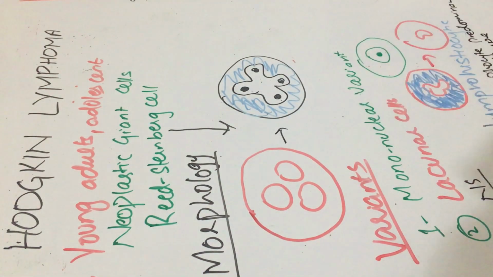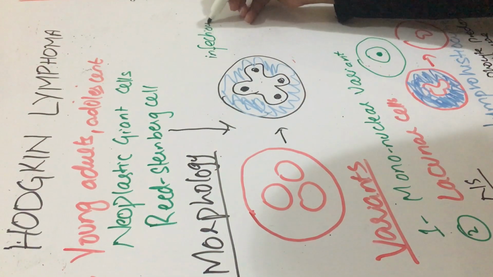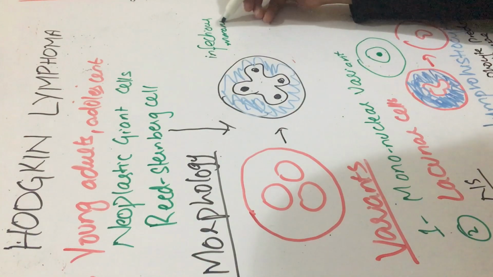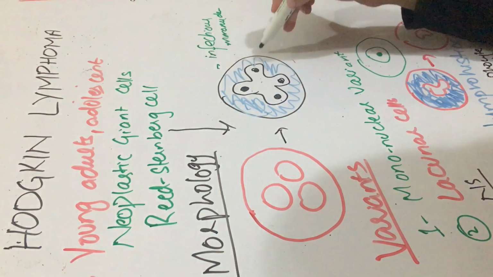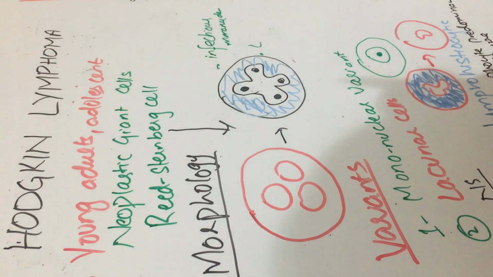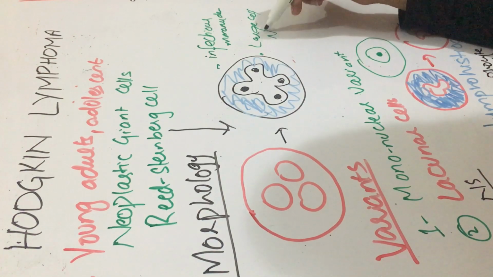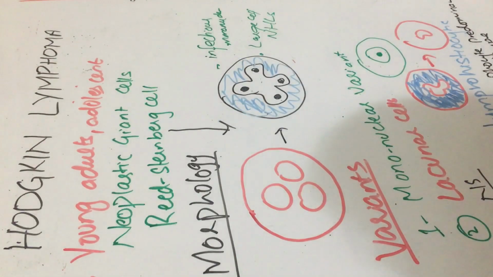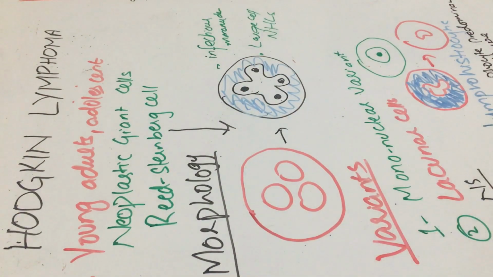Reed-Sternberg cells, although characteristic of Hodgkin lymphoma, could also be present in other conditions like infectious mononucleosis and large cell lymphomas, such as diffuse large B cell lymphomas. So whenever you find Reed-Sternberg cells, you should exclude these other conditions, like infectious mononucleosis and large cell non-Hodgkin lymphomas.